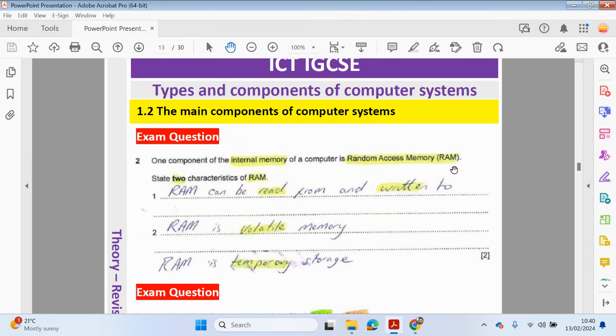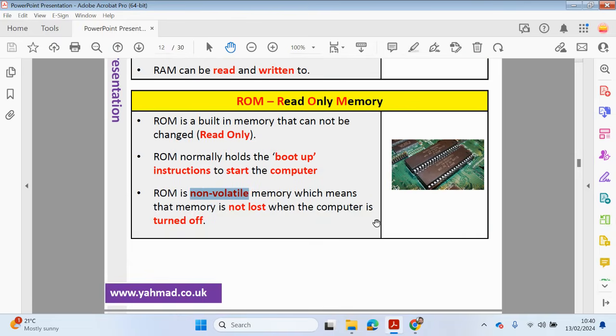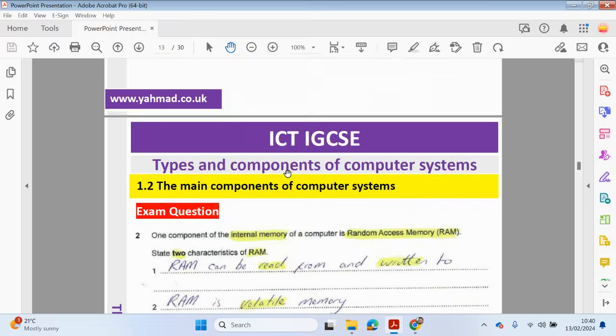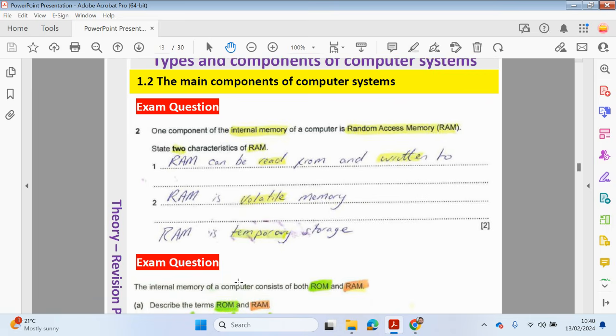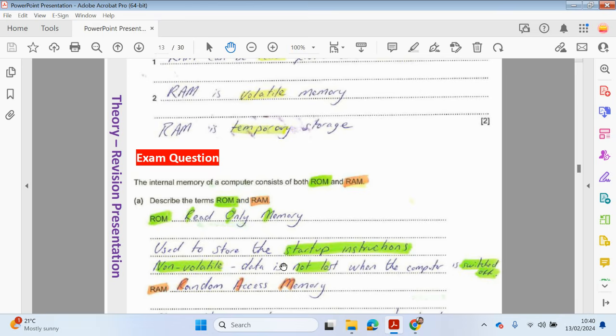So here's a typical exam question. One component of the internal memory of a computer system is random access memory. State two characteristics of RAM. So RAM can be read from and written to. Read-only can only be read from. RAM is volatile, which basically means when you restart the computer system, any data held in RAM is lost. And RAM is temporary storage, for any instructions and data that need to be processed by the CPU.